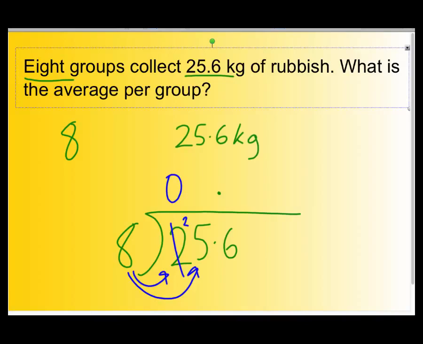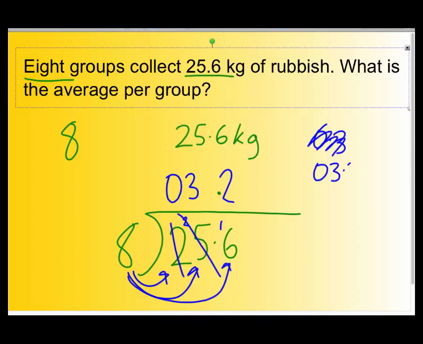8 threes are 24, aren't they? So put down the 3, carry the 1, get rid of that because that's done. 8 into 16 goes 2. So your answer is 0.3. Oh, I've done it again. 0.32, which is really just saying 3.2 kilograms, because you can get rid of that 0 because there's no other numbers in front of it. And each group collected 3.2 kilograms of rubbish. I hope that has been useful for you.